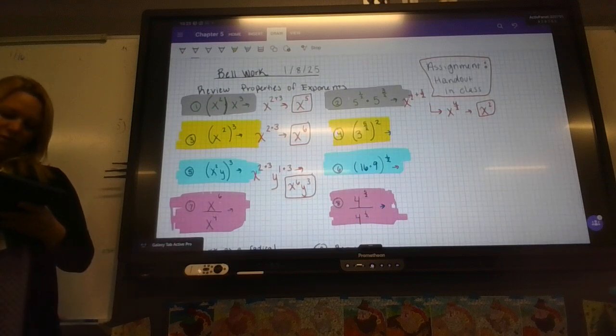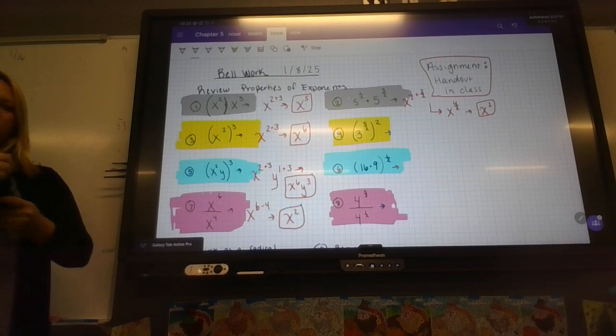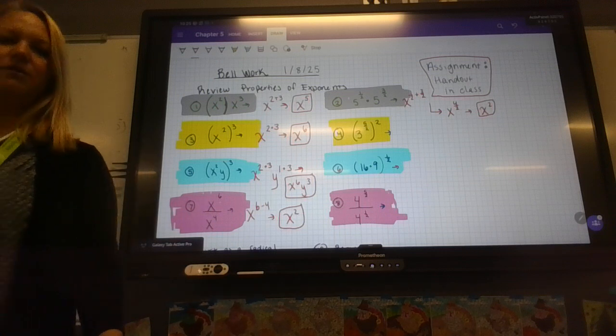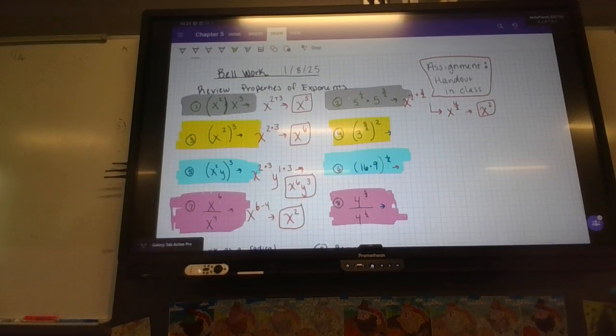Number 7, the quotient property says that we subtract top to bottom. And that one is x squared. So I'm just going to pause momentarily and let you catch up and do the other ones.